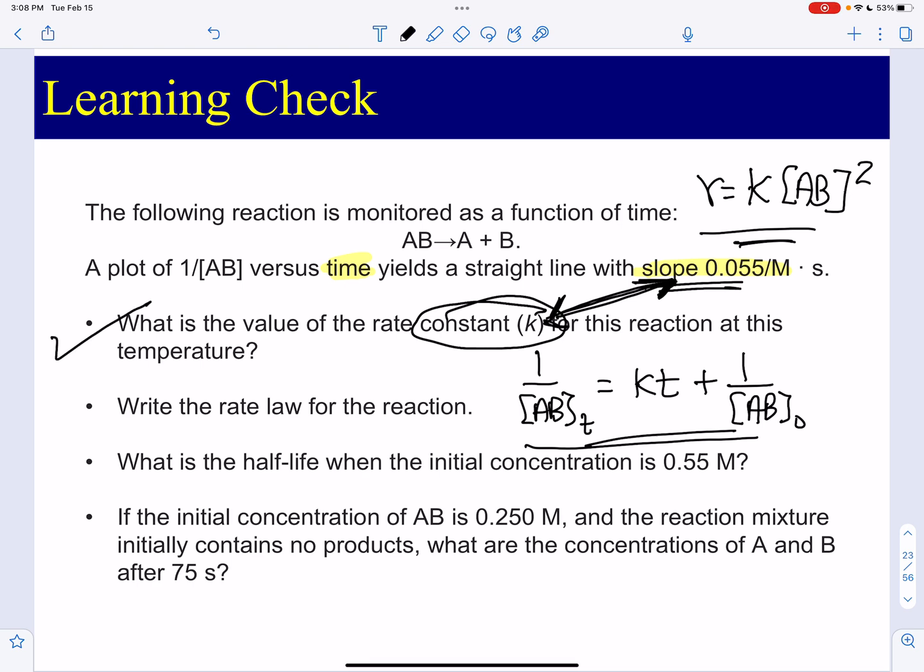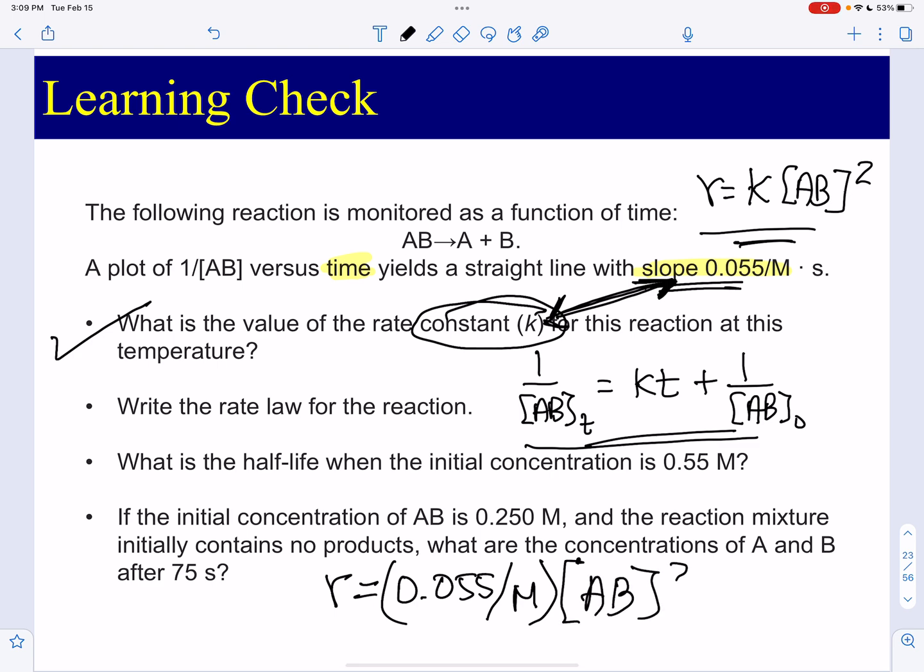Write the rate law for the reaction. We know that the rate law equals R. Now we know the value of the k, right? 0.055 over molarity. And that's going to be multiplied times the concentration of AB to the second order. So all that we got because we were able to graph. So that will be my rate law.